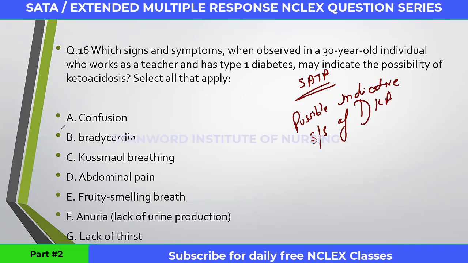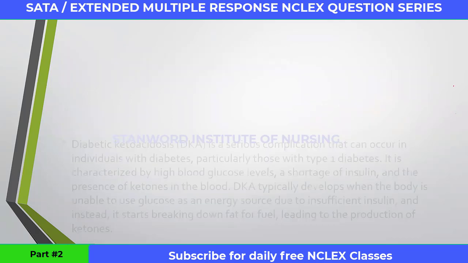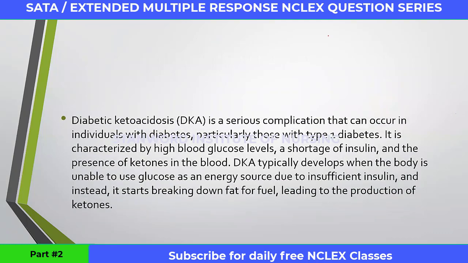So let's see the options here. What will be the possible indicators of diabetic ketoacidosis? Maybe confusion, bradycardia, Kussmaul's breathing, abdominal pain, fruity smell of breath, anuria, lack of thirst. So we will find out the right answer. But firstly, we have to be clear about diabetic ketoacidosis.